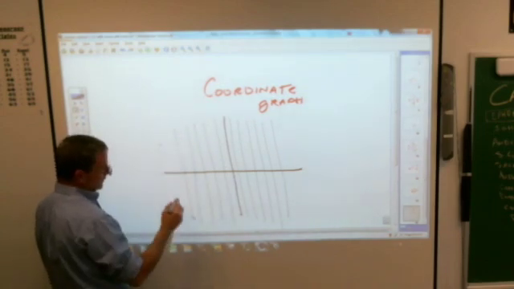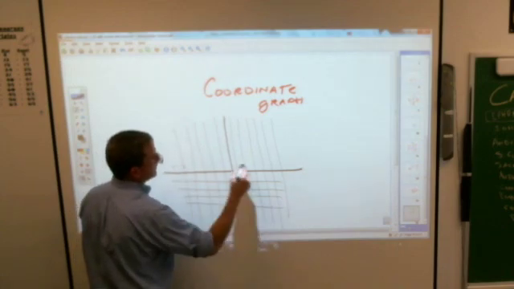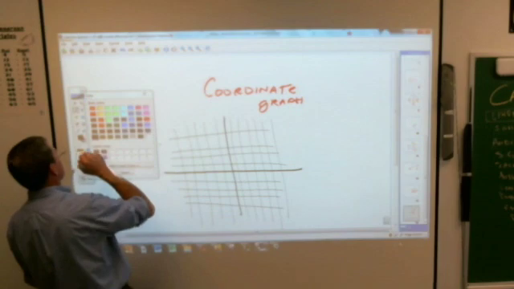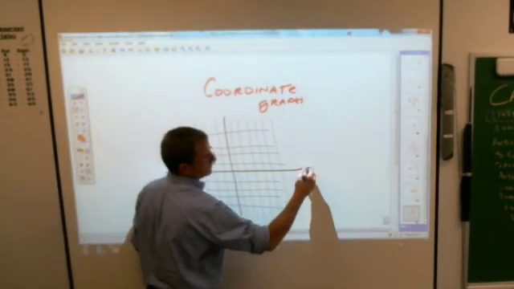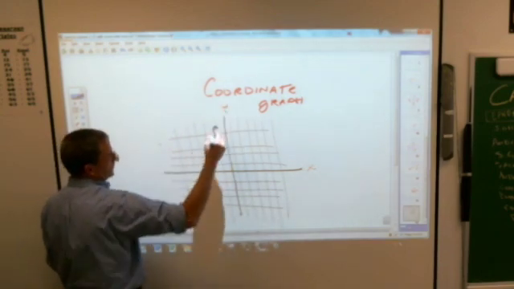You guys think this is so easy, to come up and draw a nice straight line like this. Which one's the x-axis? Which one's the y-axis? X is the horizontal line, and y is vertical.